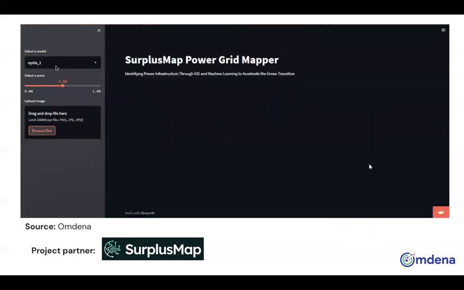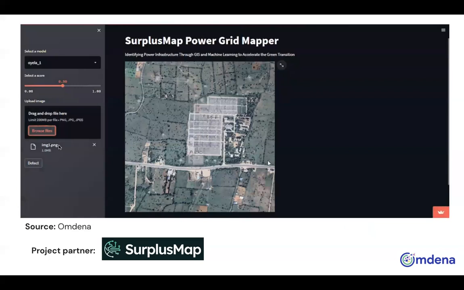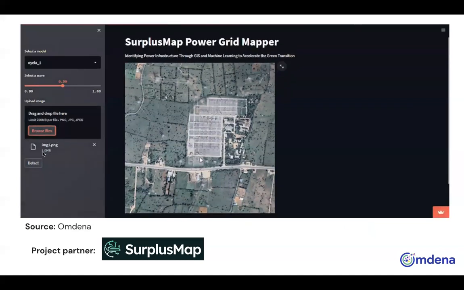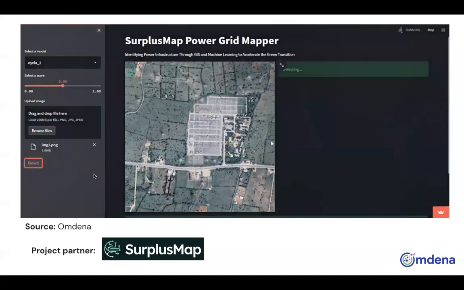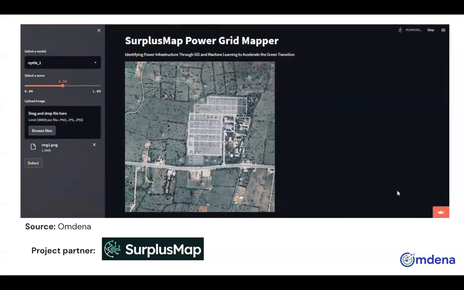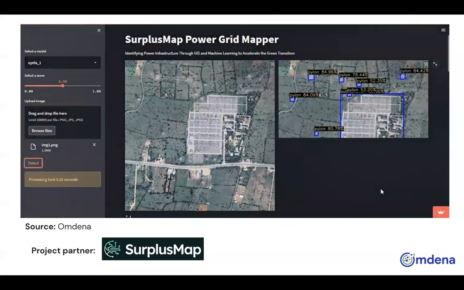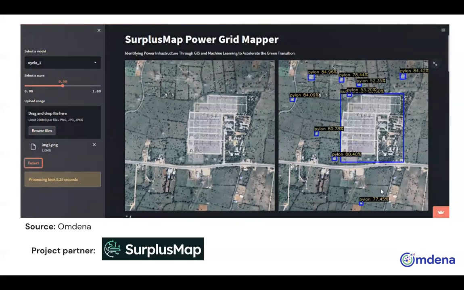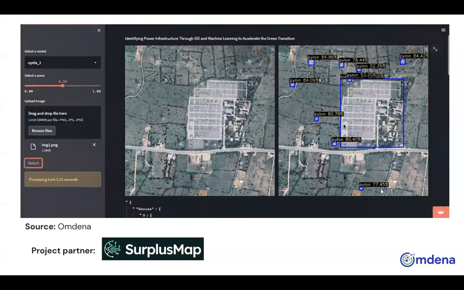So you can select the model you want to use using the drop-down menu and then browse your computer for the image. Once the image is uploaded and the application has read the image, you can click on the Detect button, which then runs the model on that image and provides you with the identification of the infrastructure. It gives you the name of the infrastructure along with the accuracy.